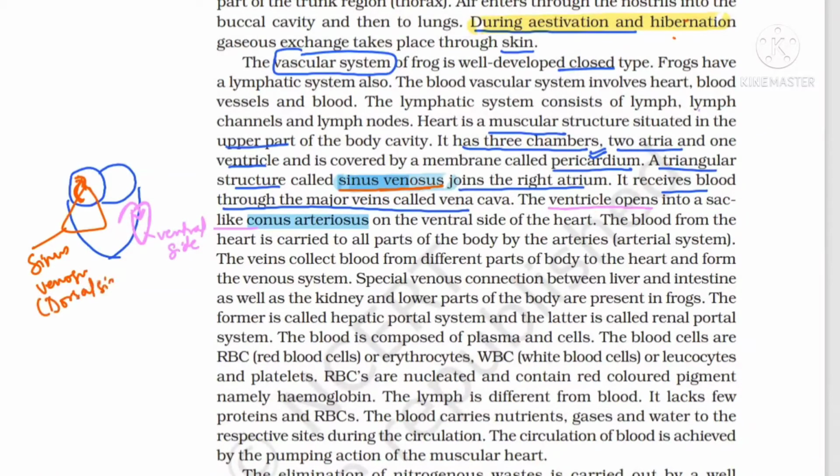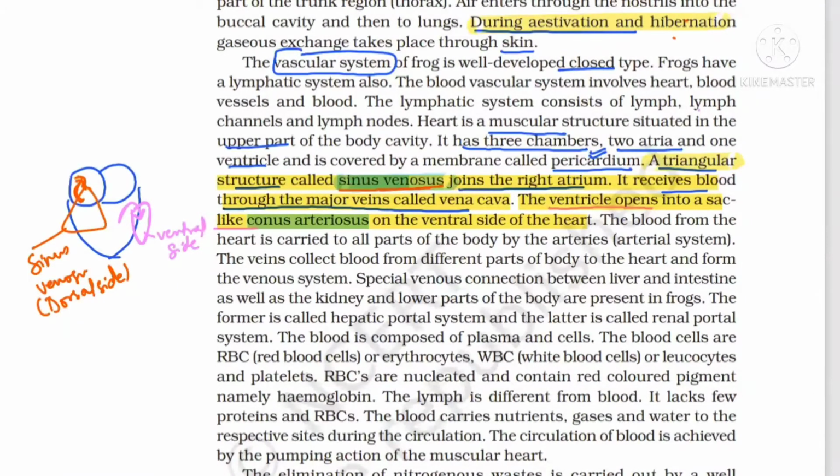Now see, once again, the line I'll highlight. A triangular structure called sinus venosus joins the right atrium. It receives blood through the major vein called vena cava. Over. Now the ventricle opens into the sac-like conus arteriosus on the ventral side of the heart. So conus arteriosus is on the ventral side and the sinus venosus is on the dorsal side. Learn this much. These are the two additional chambers they have.